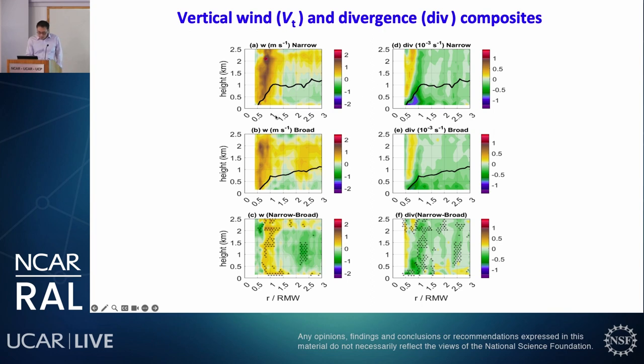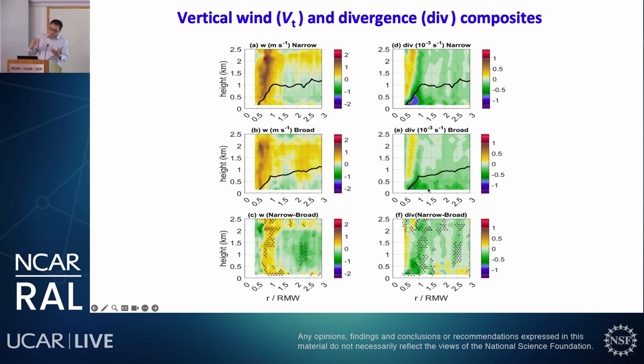And here is the composite of vertical velocity. The upper panels show the composite of the narrow vortex, the middle panel the broader vortex. You see again, it's interesting that for the narrow vortex, most of the strongest updraft or kinematic activity is located inside the RMW, where you see more convective activity, compared with the outer region of the broader vortex. You also see the magnitude difference is statistically significant. We also looked at convergence: the peak convergence in the narrow vortex is stronger than in the broader vortex.